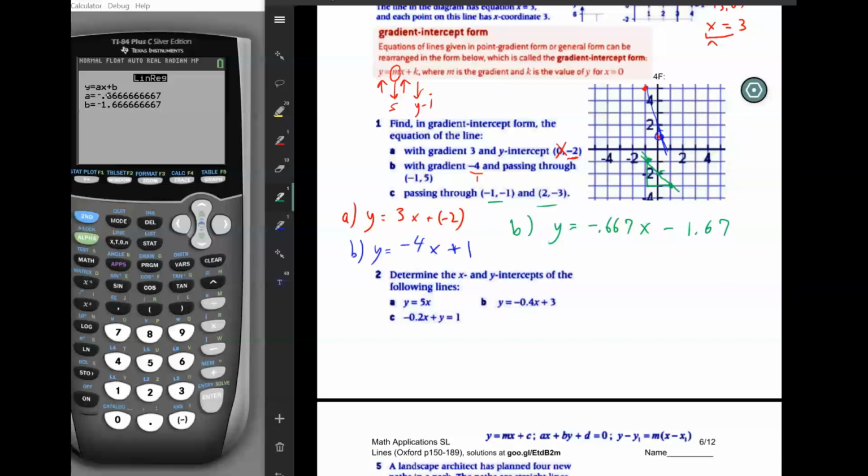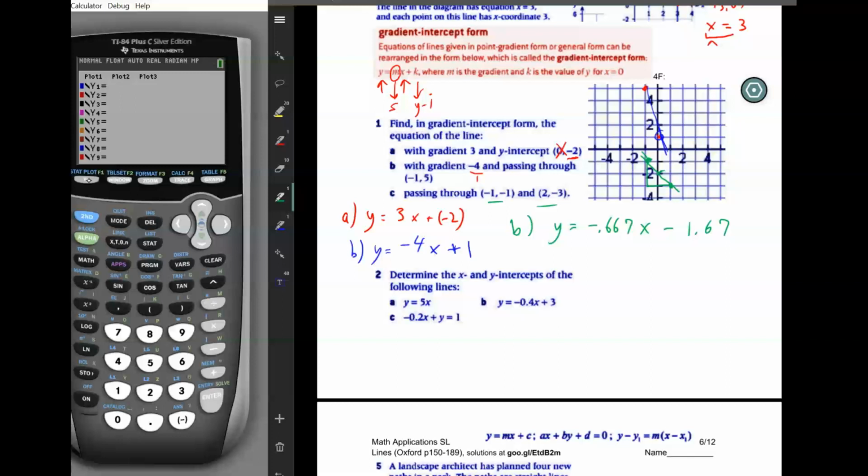Okay, so that is the answer for C. Number 2, determine the x and y intercepts of the following lines. Okay, so let's do this. Let's graph these, because in math applications class, you can always have the calculator in the test.